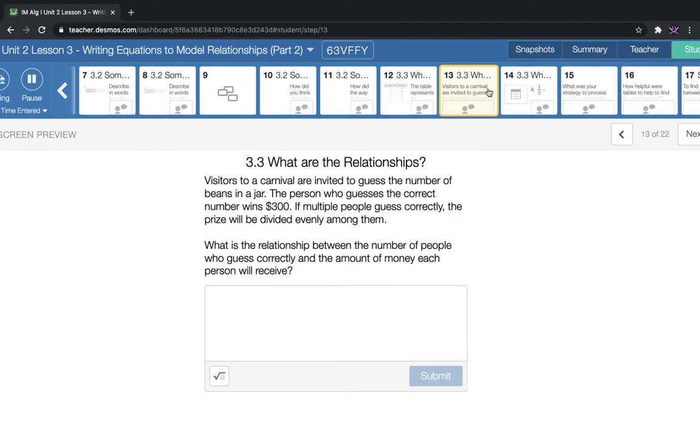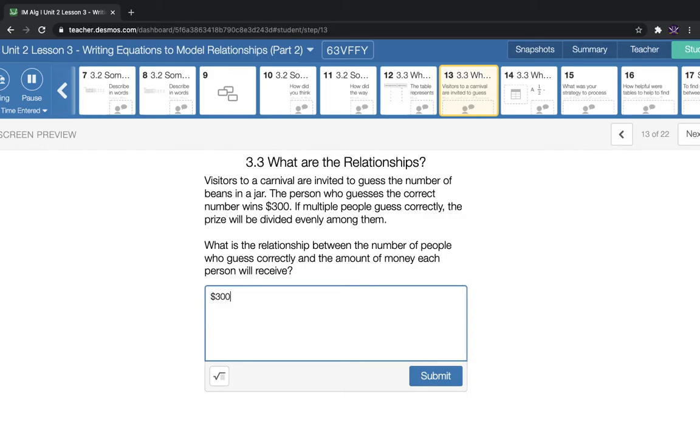Now, visitors to a carnival are invited to guess the number of beans in a jar. The person who guesses the correct number wins $300. If multiple people guess correctly, the prize will be divided evenly among them. What's a relationship between the number of people who guess correctly and the amount of money each person will receive? All right. So this is, again, we're doing that relationship. All right. If I'm going to have 300, I've got that $300.